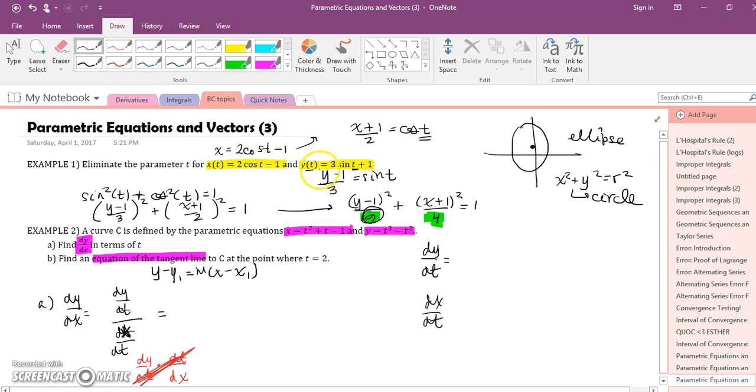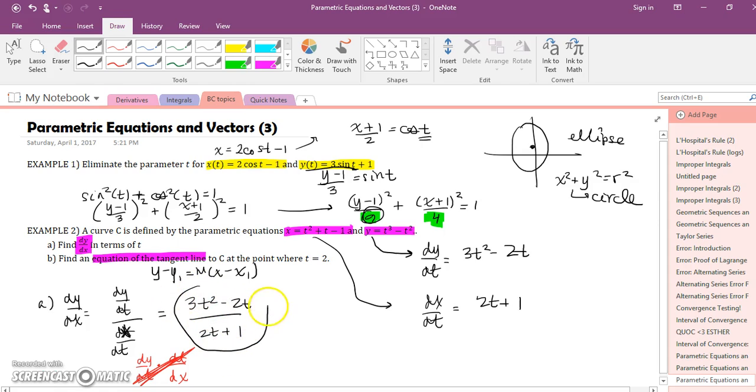dy/dt is the derivative of this, which is 3. Oh my god, I'm doing the wrong problem. Hold on. So dy/dt is the derivative of this with respect to time, so that'd be 3t squared minus 2t. dx/dt is the derivative of my x, which would be 2t plus 1. And all you have to do is put them over each other. So 3t squared minus 2t over 2t plus 1. This is the slope on a parametric curve at any time t.